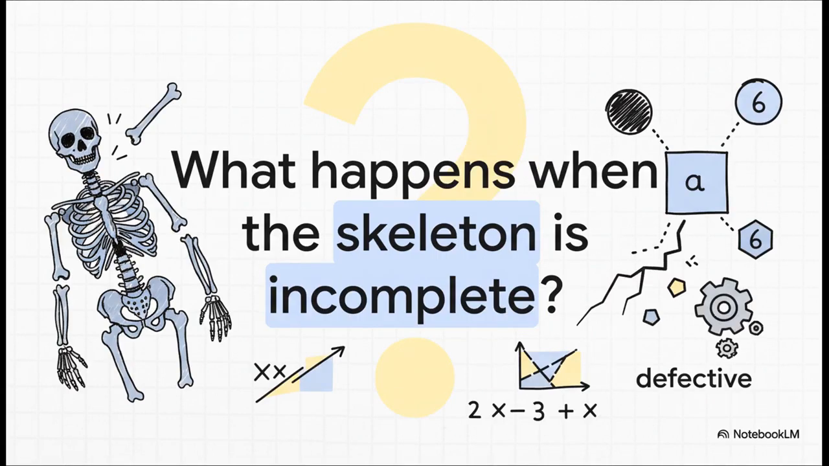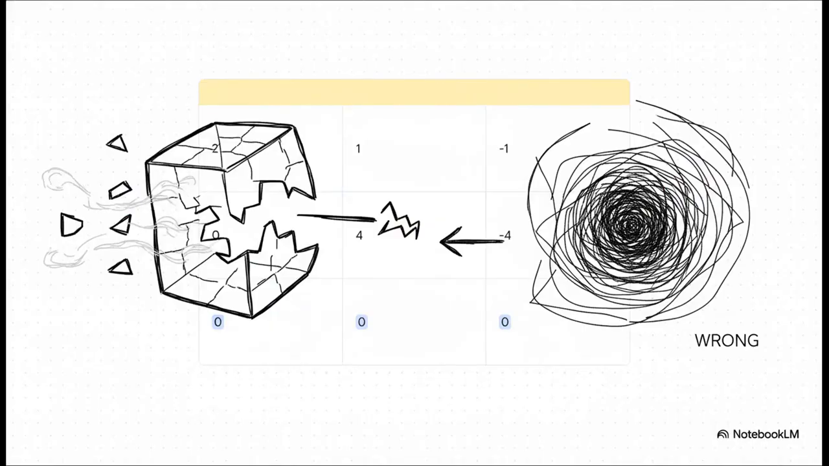And that leads to the crucial question. What happens if a isn't some new number? What if a is actually equal to 2 or 6? Now we've got repeating eigenvalues. It's like having a blueprint for a skeleton that has duplicate bones. It might not fit together right. It might be defective. So let's test it out.